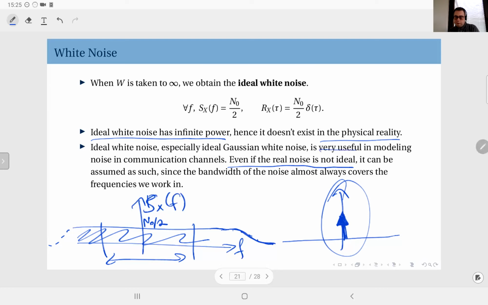Okay, it's very useful in modeling, especially noise in communication channels. And if you have a communication background, you should know this quite well.